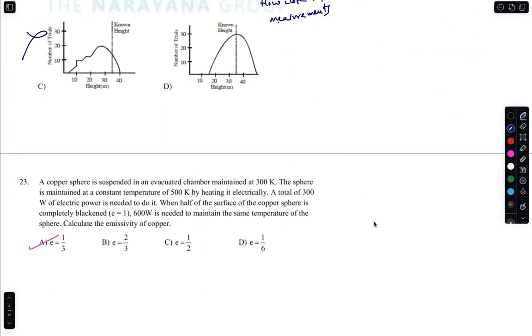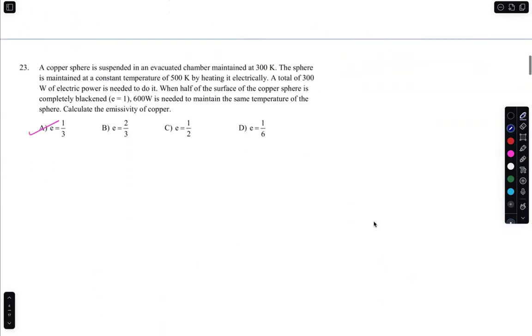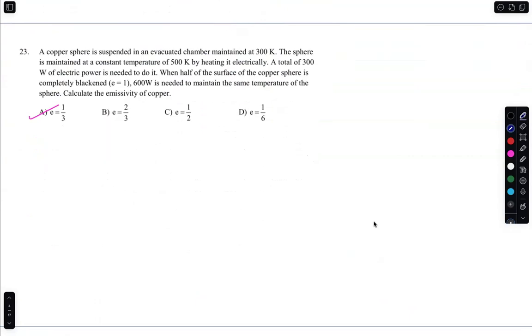Right. Next, 23. A copper sphere is suspended in an evacuated chamber maintained at 300 Kelvin. The chamber is at 300 Kelvin. The sphere is maintained at a constant temperature of 500 Kelvin by heating it electrically. A total of 300 watt electric power is needed to do it. When half of the surface of the copper sphere is completely blackened, 600 watt is needed to maintain the same temperature of the sphere.